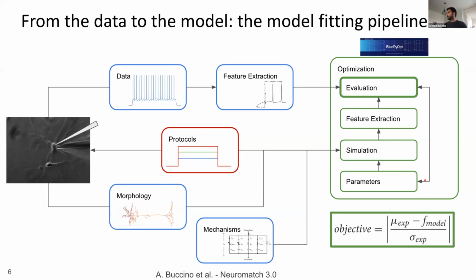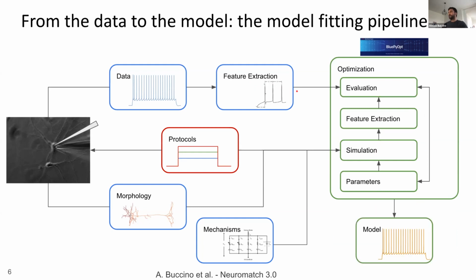And we basically try to find the parameters that better fit the features extracted from the data. In this case, we need to optimize some objective function, and it is usually done via evolutionary strategies or genetic algorithms. And this is the pipeline that BluePyOpt, which is a software developed by the Blue Brain Project, uses. So basically, these objectives tell us how well these features extracted from the simulated data fit the features extracted from the real data. And then once this optimization is done, we obtain our model, which is the best fit.